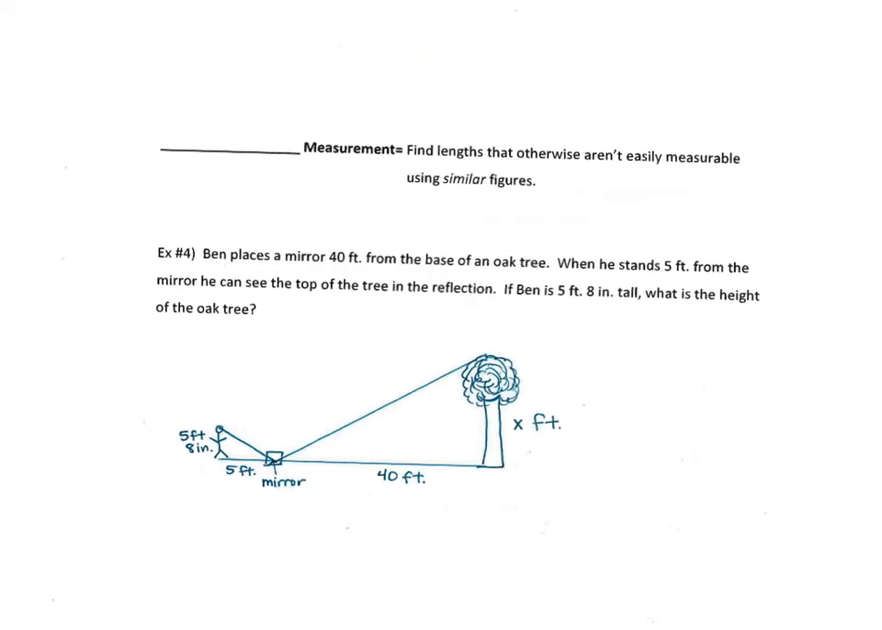We're going to talk a little bit about indirect measurement. That's just finding lengths that otherwise aren't very easy to measure, using similar figures to do it. So if I look at this example 4 here, it says Ben places a mirror 40 feet from the base of an oak tree, and when he stands 5 feet from the mirror, he can see the top of the tree in the reflection. Ben's 5 feet 8. What's the height of the oak tree?